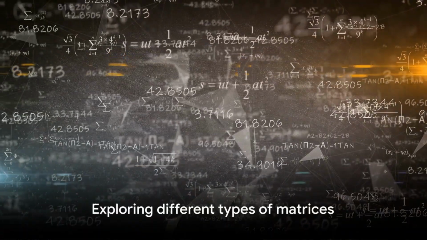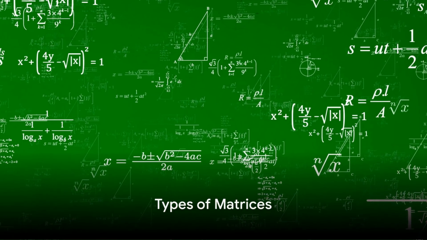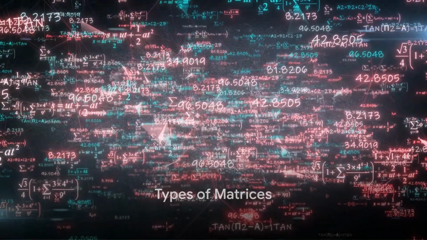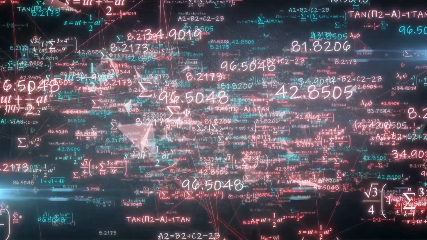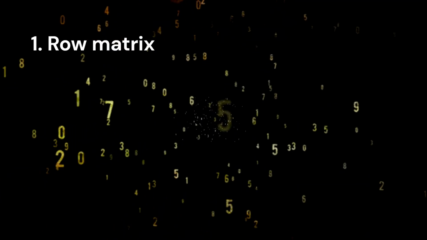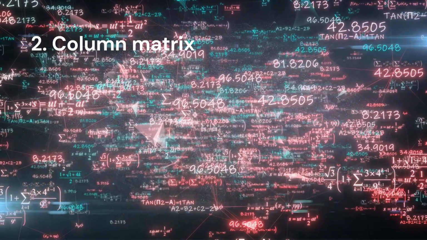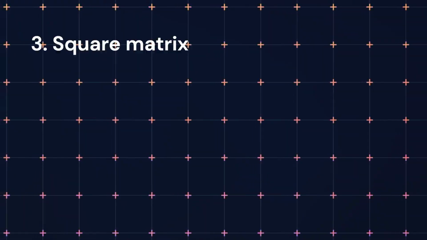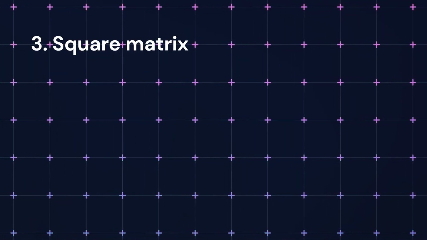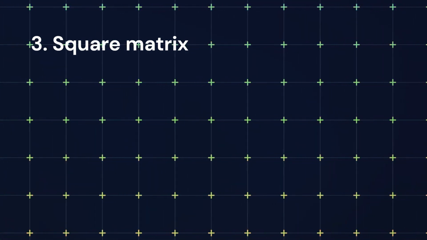Now that we know why it's important, let's dive into the different types of matrices. A matrix can take on many forms, each with its unique properties and applications. Let's start with a row matrix. This one's pretty simple. It's a matrix with only one row. Then we have the column matrix, which, as you might guess, has a single column. Next up is the square matrix, which has the same number of rows as columns. Think of it like a perfect square.